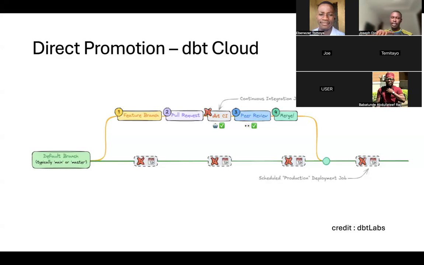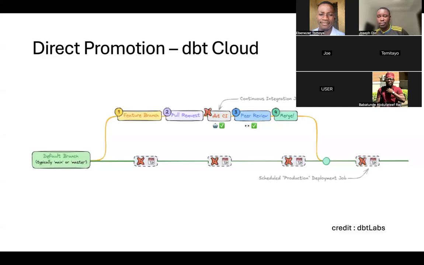Now we've talked about CI. There's another aspect to it, which is CD. When the code gets merged, how do you make sure that it is deployed? Because after the merge, that doesn't mean the change is in production. The model still needs to be built in production. So this is where you would have your CD job, and if you're on dbt Cloud, there is a merge job that gets executed when things are merged to the long-lived branch. So that is direct promotion.